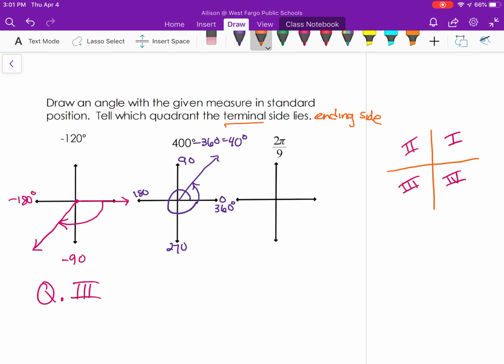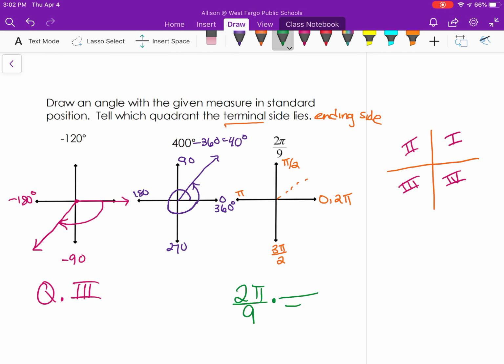2 pi over 9. It is easier if you convert this to degrees, but you could think about it in radians. Remember, this would be 0. 90 degrees is pi over 2. 180 is pi. 3 pi over 2 is 270, and 2 pi is 360. 2/9 is the same thing as 0.2 repeating, and 1/2 is 0.5. So I'm guessing it's going to be somewhere between 0 and pi over 2. 2/9 is less than a half. But if we convert that 2/9 into degrees, it would be easier for us to draw the angle.